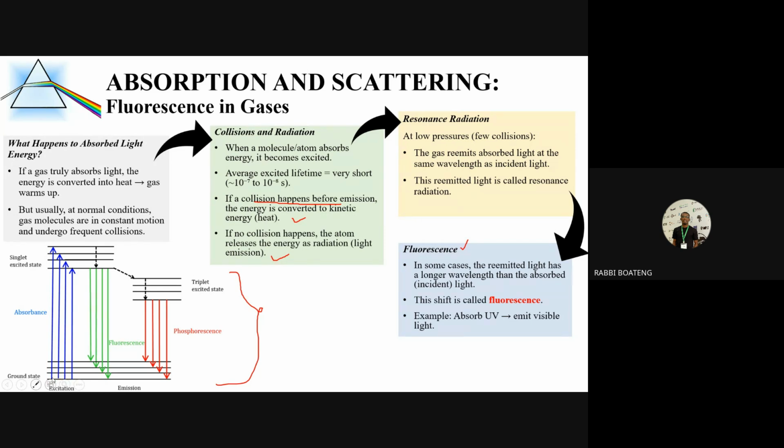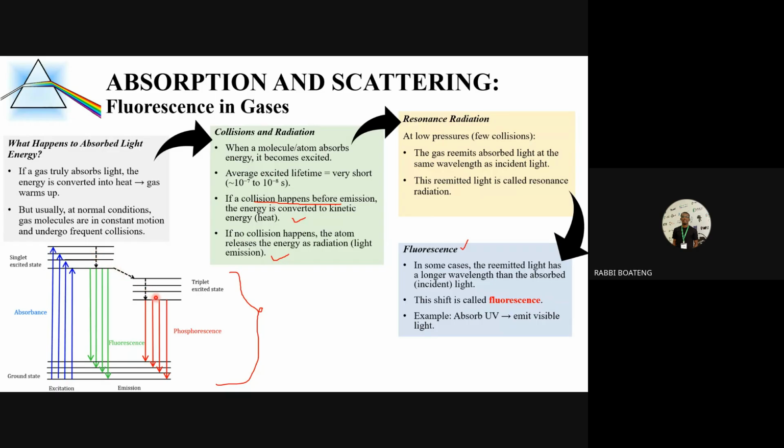So you see, this is our ground state. This is our singlet state. Is that okay? And the atoms there, if light is incident on the material, it absorbs the energy. It goes up here. Is that okay? So it reaches there, it wants to give off the light again.